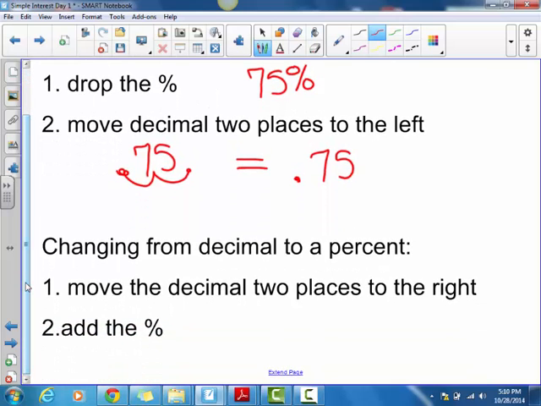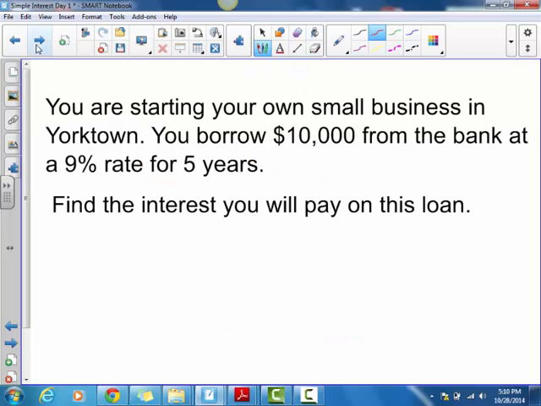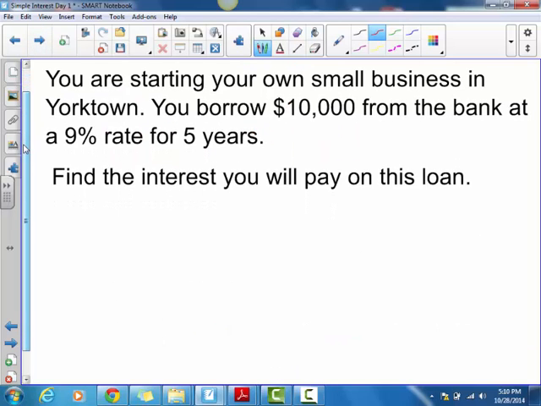If I change from a decimal to a percent, I move the decimal 2 places to the right and add a percent sign. So if I have the decimal 0.85, I'm going to move the decimal 2 places to the right and add a percent. So 0.85 equals 85%.